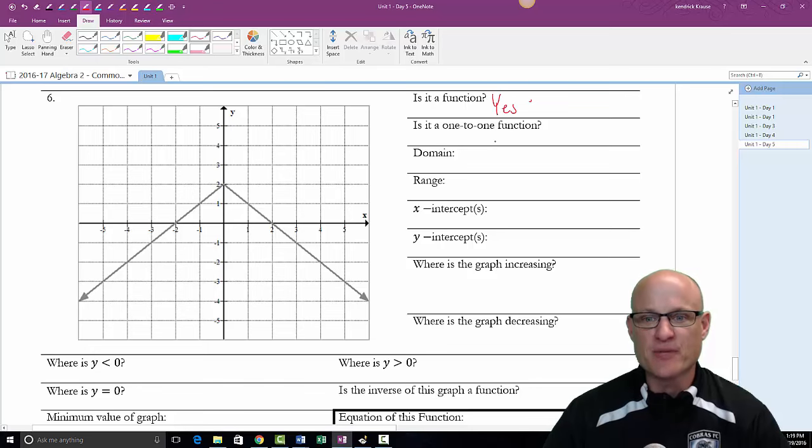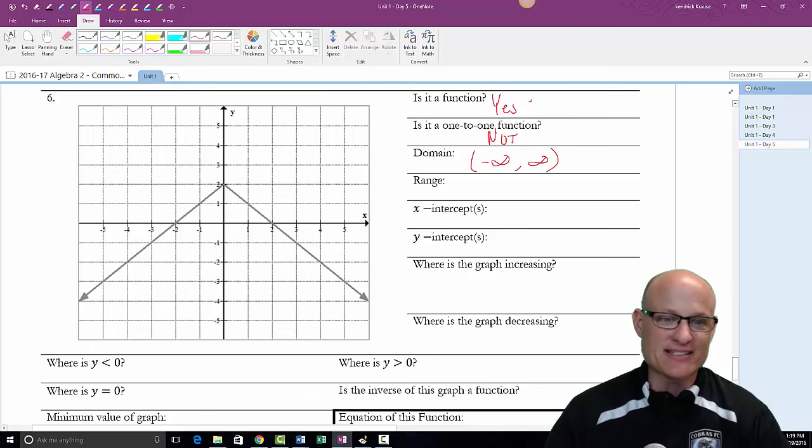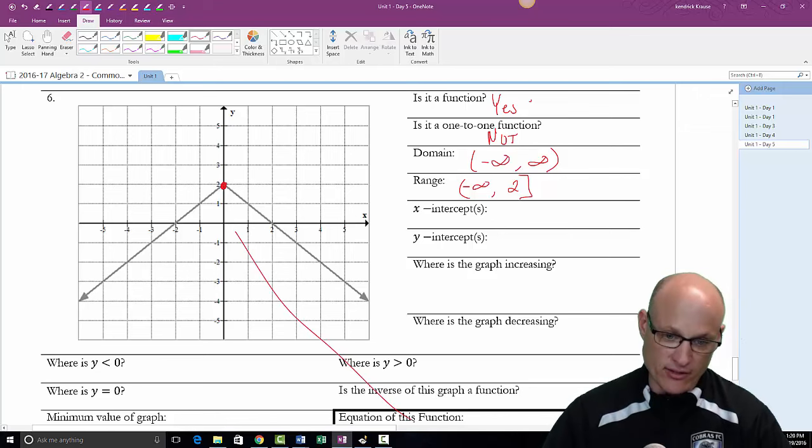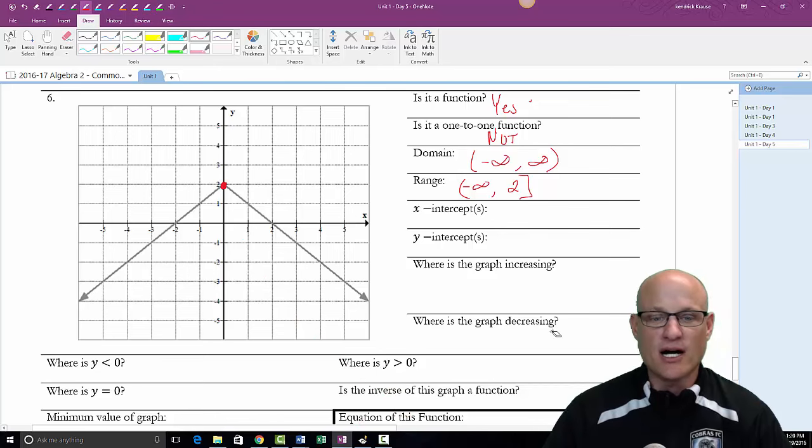It passes the VLT. Yet no, it is not a 1-to-1 function because it fails the HLT. Domain, it goes forever and ever left, forever and ever right. Range is a little bit different. This is the highest point now. Remember, big point goes on the left, small point goes on the right. So this is the highest point, and the lowest point is down here at negative infinity. Okay, x-intercepts, negative 2 and positive 2. Since they are two distinct points, we have to write them like this. Y-intercept, just 2.